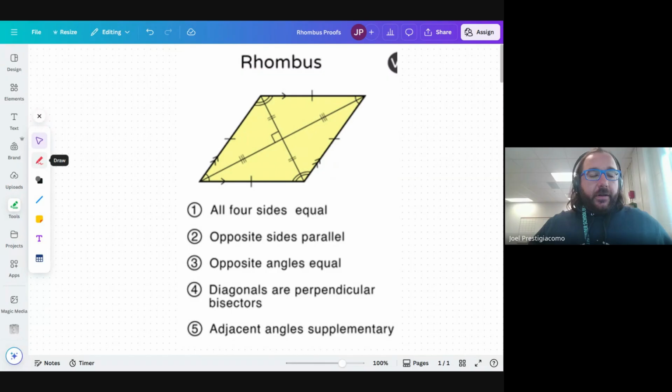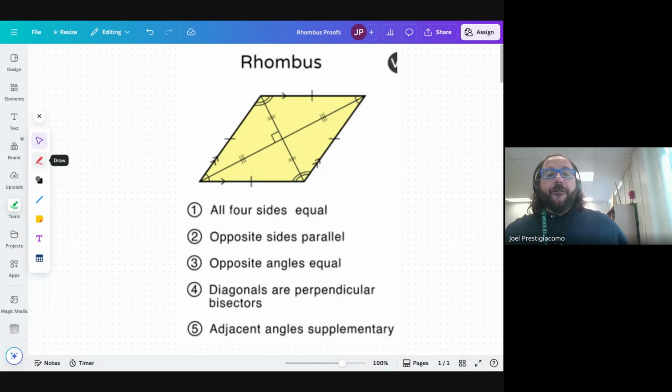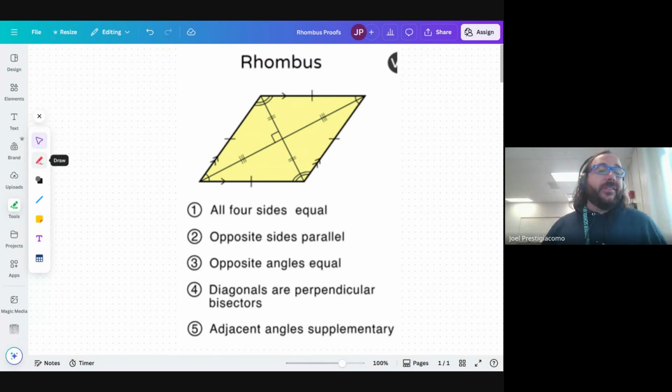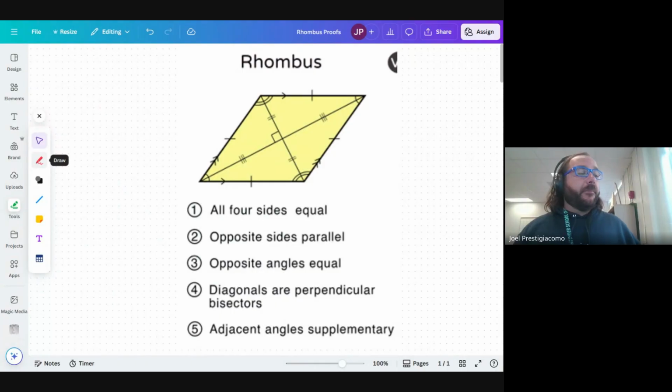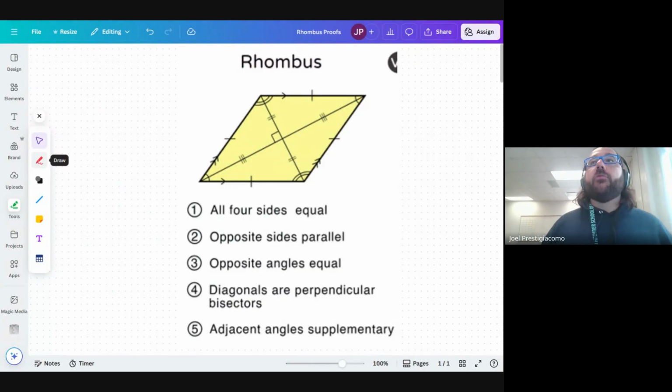Hey everyone, welcome. We're going to look at our first specific quadrilateral today. We're going to look at the rhombus.